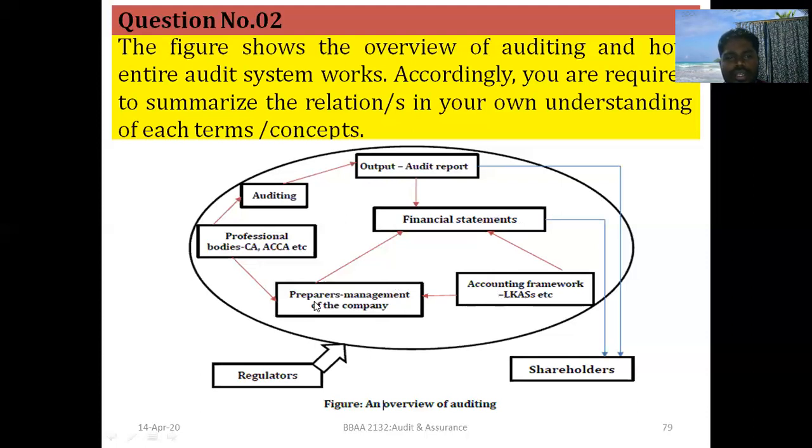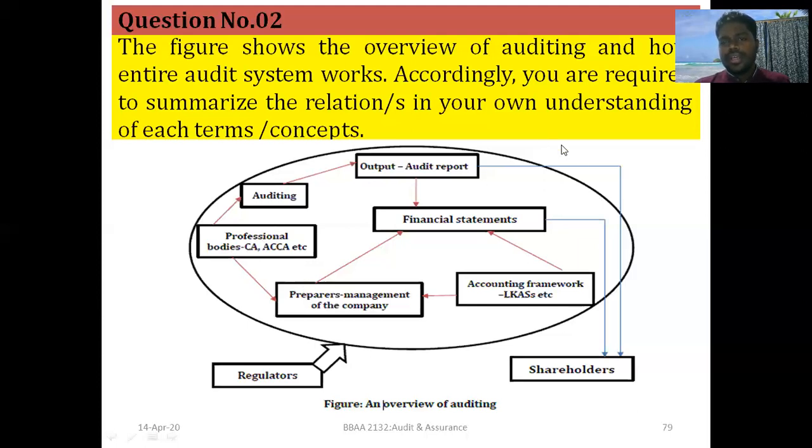That's all. Then this arrow comes from the professional bodies, CA Sri Lanka, ACCA, some other professional bodies are there, CPA, CIMA. So the arrow comes from here to auditing, and also from here to here. So the professional bodies, especially CA Sri Lanka, support auditors to do the audit, as well as they support the preparers and management to prepare the financial statement. They give advice. They support the auditors as well as the management of the company.